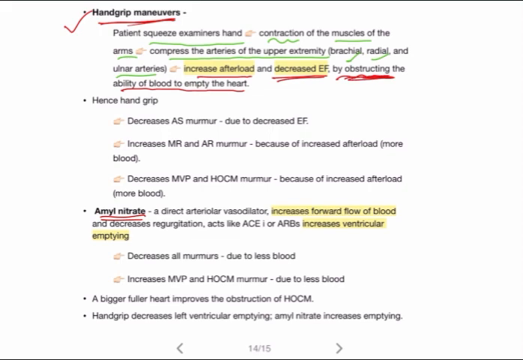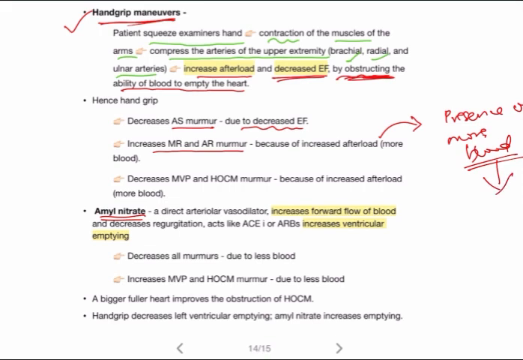Hence hand grip causes a decreased AS murmur, because AS is an outlet murmur, the aortic stenosis murmur, that is due to decreased ejection fraction. It increases the murmur of AR and MR because AR and MR are due to increased afterload, more blood. Increased afterload means there is more blood in the heart chambers after systole. So what will happen if there is more blood? As we know, our capsule again, more blood causes increased intensity of all murmurs except MVP and HOCM. So MR and AR will have increased afterload, will have more blood. This increases MR and AR.